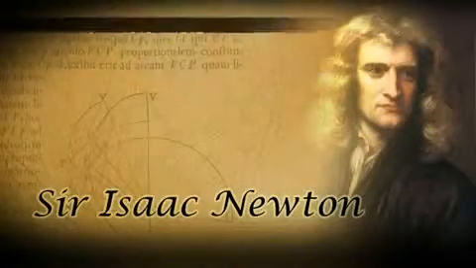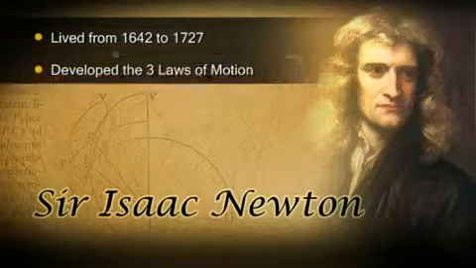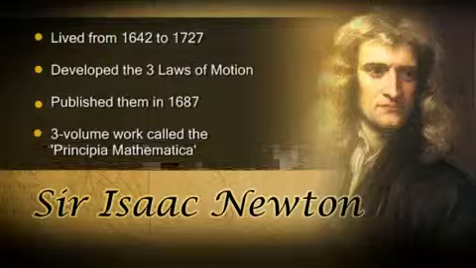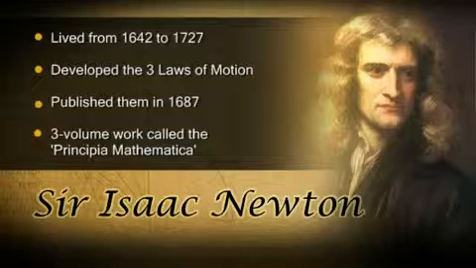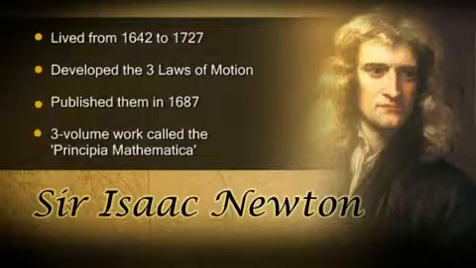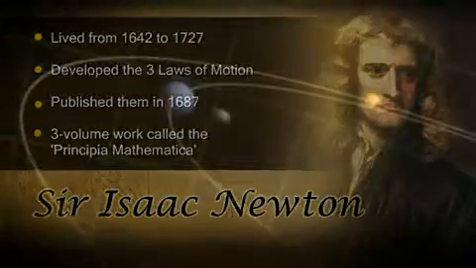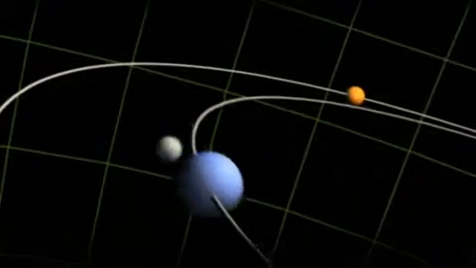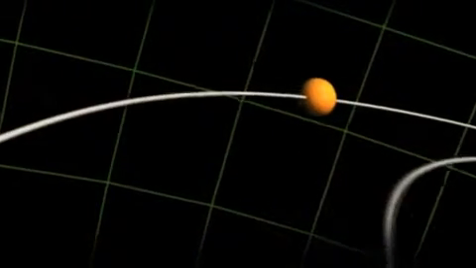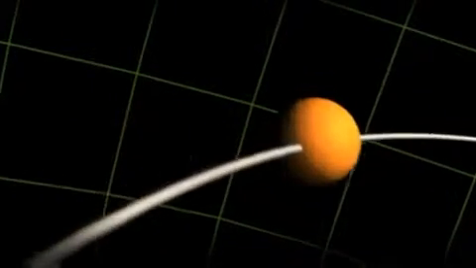Sir Isaac Newton was a scientist who lived from 1642 to 1727. He developed the three basic laws of motion and published them in 1687 in a 3-volume work called the Principia Mathematica. Newton's discoveries helped start a scientific revolution and led to the fundamental understanding of how bodies move through physical space.